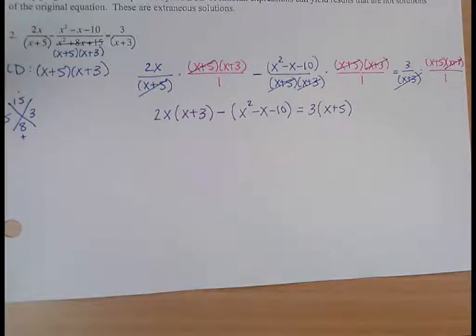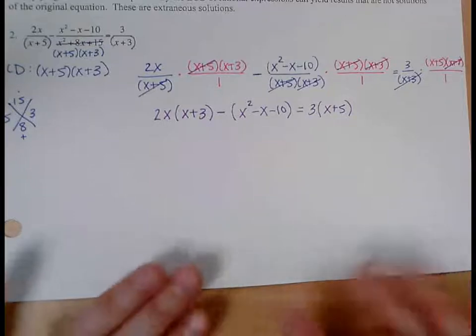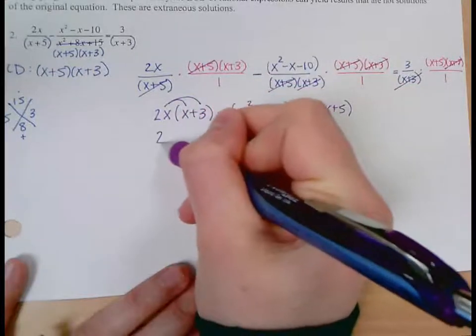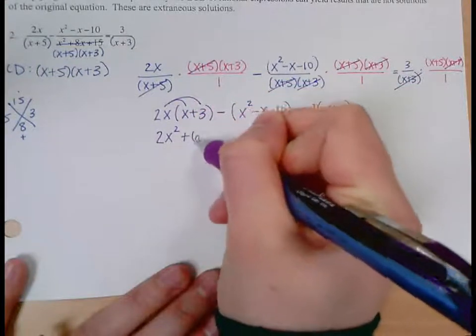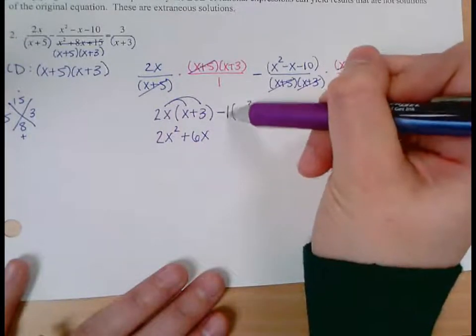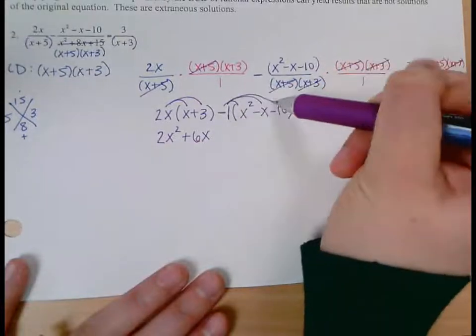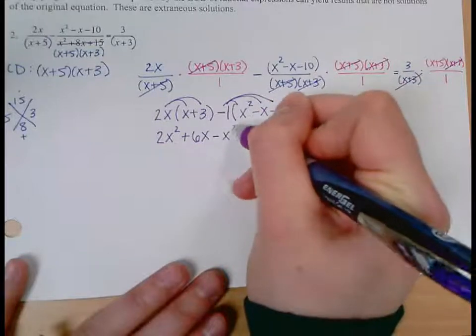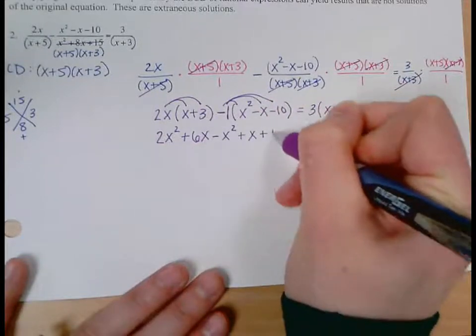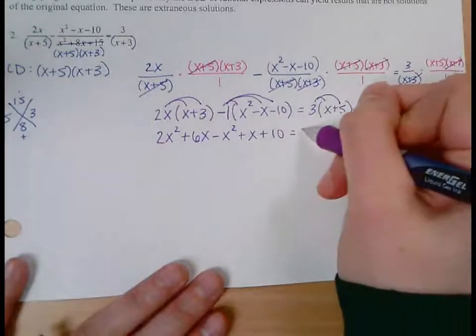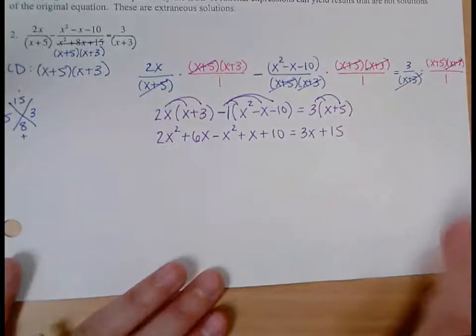And then from here, we want to simplify this equation. So get rid of the parentheses, distribute. So on the left side, I'll distribute the 2x to the x plus 3. And that's 2x squared plus 6x. And then I do need to distribute. If it helps, you can put, there's really a minus 1 there. So you're distributing a negative 1 to the x squared minus x plus 10, or minus 10. So it becomes minus x squared plus x plus 10. And then equals on the right side, distribute 3 to x plus 5. So 3x plus 15.